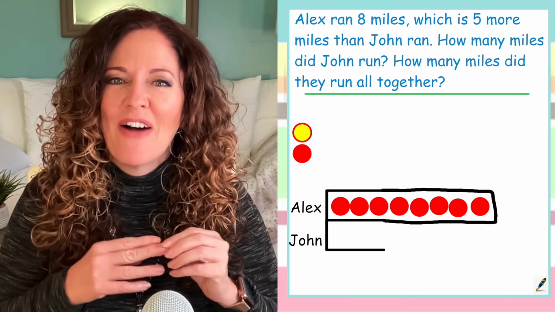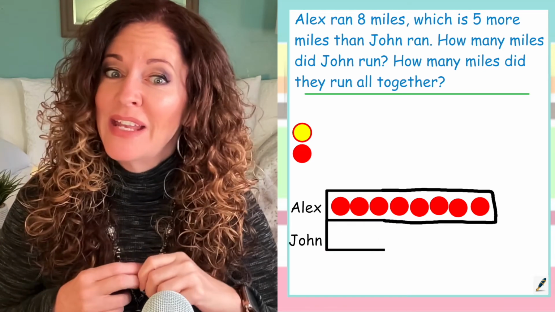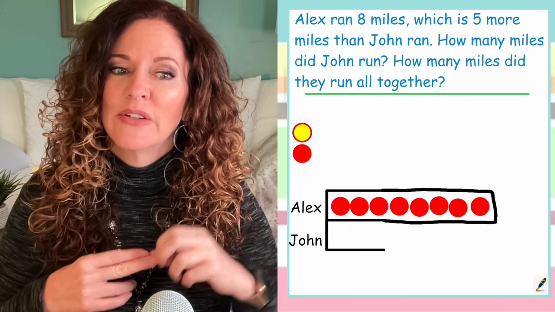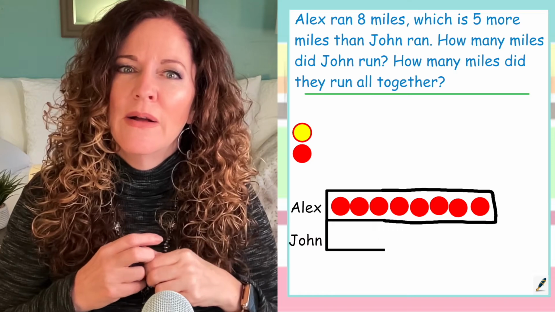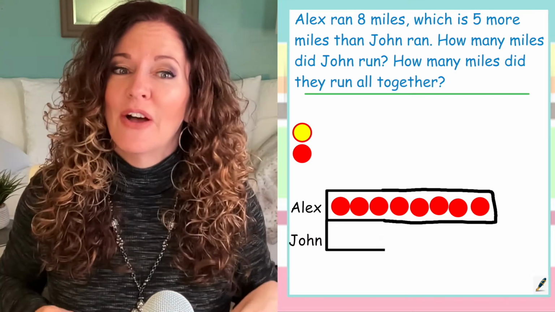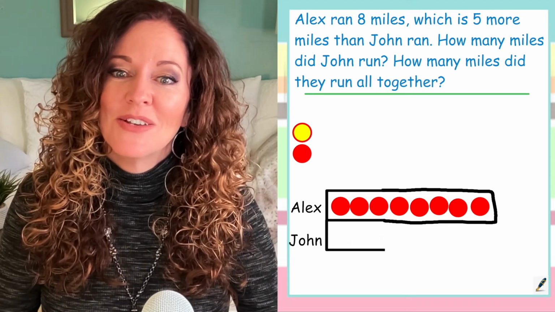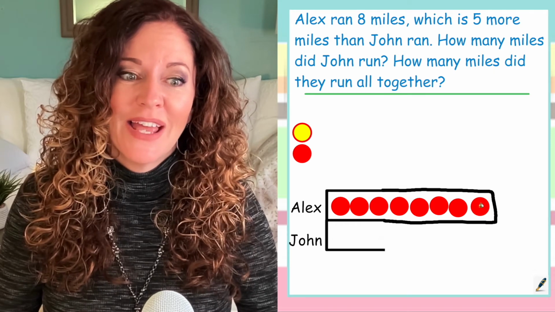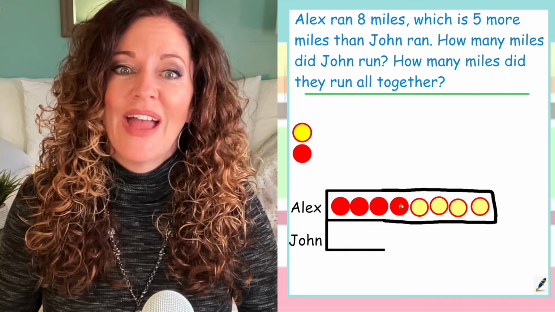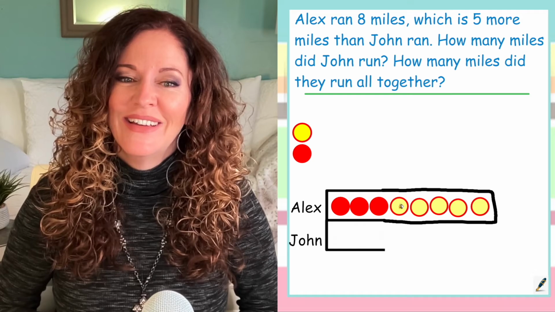Can you think about how I might show Alex's extra? Now, we don't need to add any more to his box. We already know that he ran 8 miles. So I don't need to put 5 more out there. He ran 8, and inside of those 8, 5 of them were extra miles that John didn't run. So I'm going to take my reds and flip over 5 of them to show the 5 extra, or the 5 more that he ran than John.